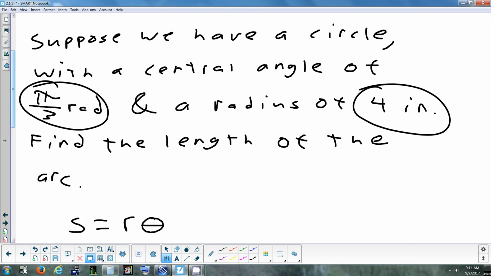Can you explain how you know which one is which? Central angle, yeah, it says central angle, and the other one says radius. So the angle is pi over 3, and the radius is 4. Okay, so any questions on why those are going to be the 2 things, that one of them is theta and the other one is R?